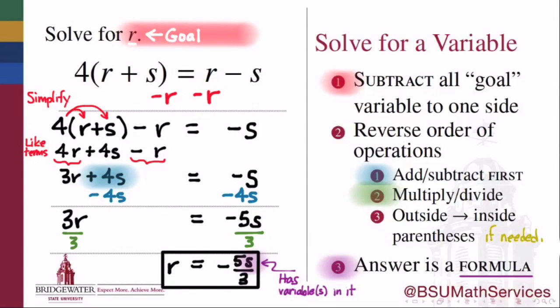If there are multiple instances of the variable, use subtraction to get all the instances of that variable onto one side. After that, you can reverse the order of operations in order to isolate that variable by itself, looking for opportunities first to add or subtract, then to multiply or divide. Once the variable has been isolated on one side by itself, the other side, even though it's likely to be a variable expression, will be part of your final answer.